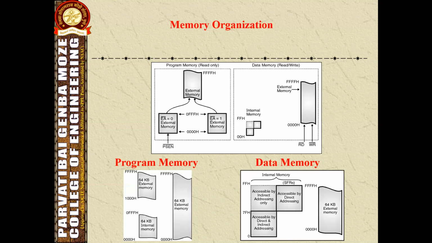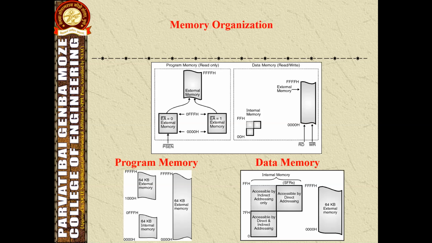This microcontroller can access up to 64 kilobytes of program memory and 64 kilobytes of data memory. It has 4 kilobytes of internal program memory and 256 bytes of internal data memory. Each memory has a separate addressing mechanism, so it also has different control signals and different functions. Each memory uses the same address and data bus, but with different control signals.